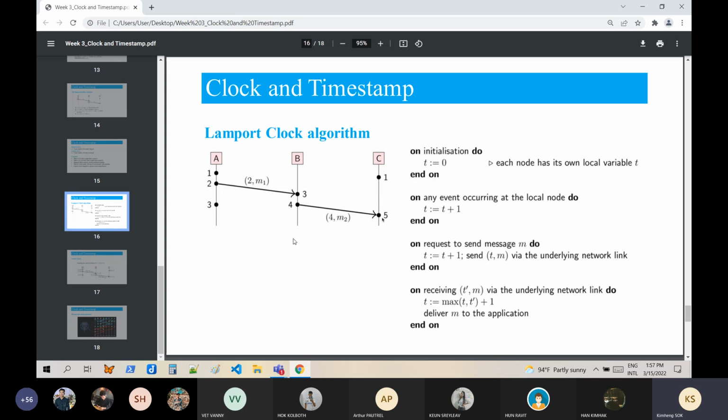So the third case: is there any transitivity between the two events? For example, 2 happened before 3, 3 happened before B's 3, then this 3 must have happened before that 3, something like that. Is there any transitivity event?